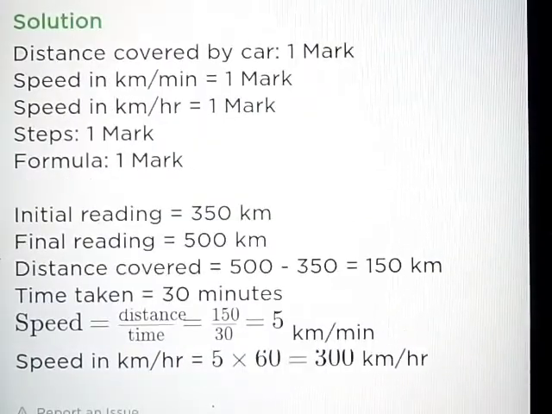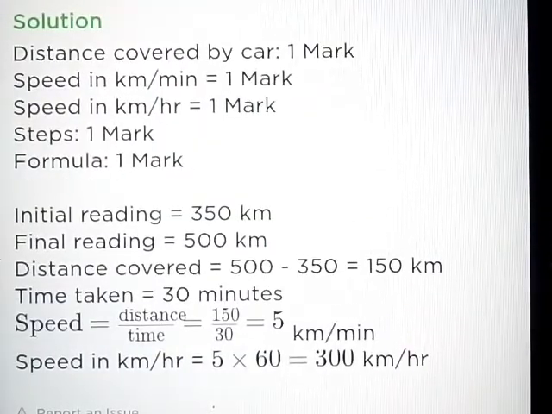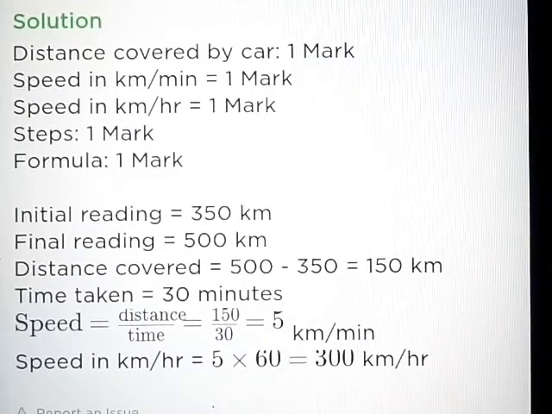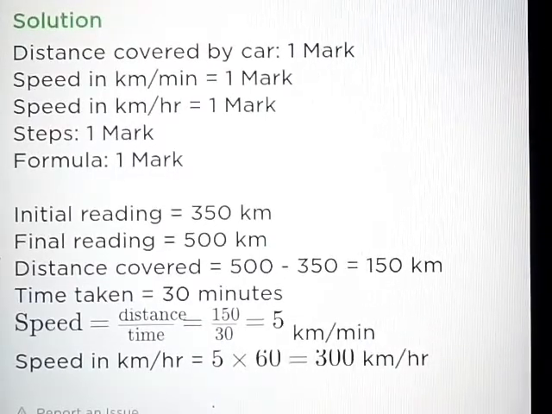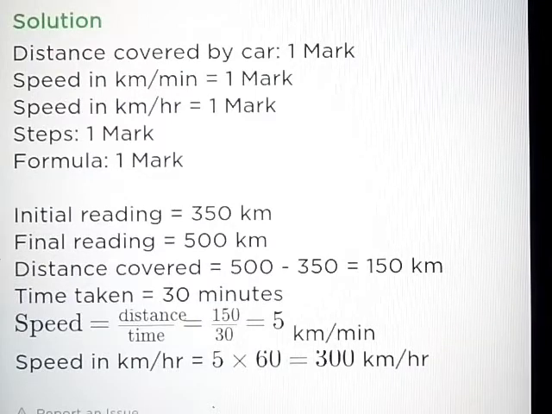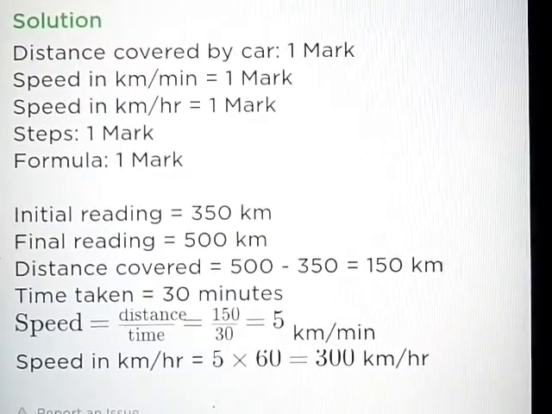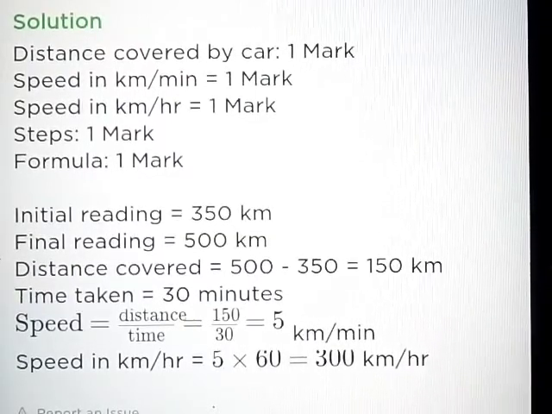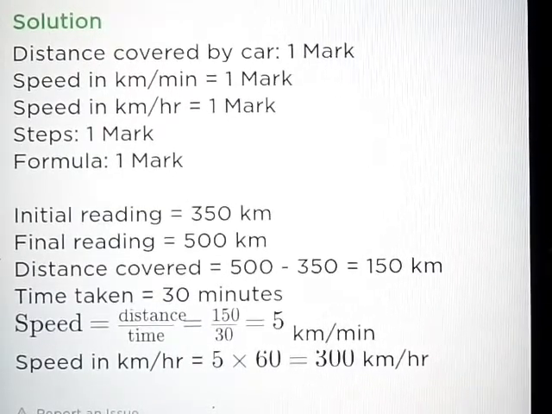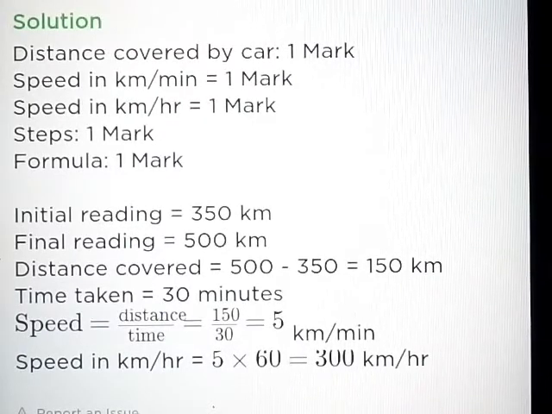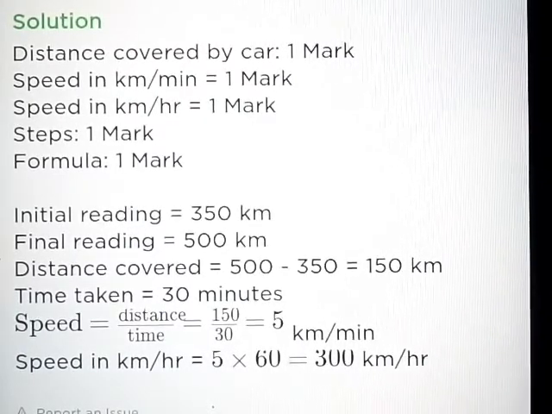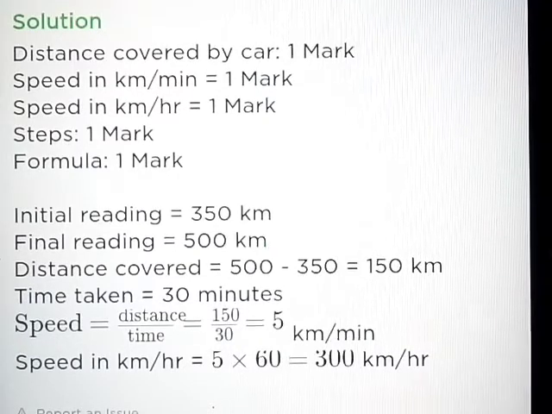Answer: distance covered by car is equal to 500 minus 350 is equal to 150 km. Time taken is equal to 30 minutes. Speed in km per hour is equal to 5 into 60 is equal to 300 km per hour. Speed in km per minute is equal to 5 km per minute.